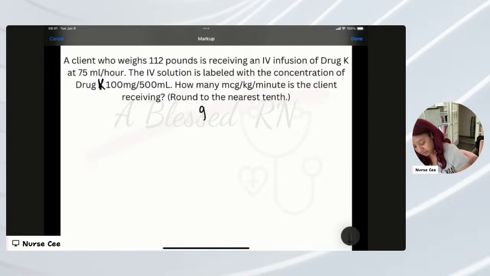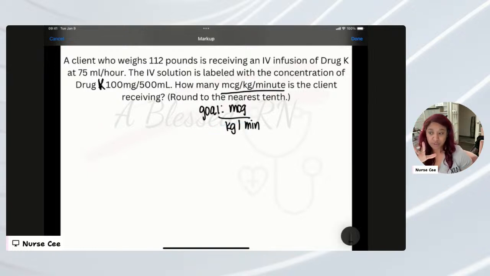Okay, so first thing is first, what is the goal? The goal is micrograms per kilogram per minute. When you have a group of 3 like that, that first unit goes on the top, the other 2 go on the bottom.